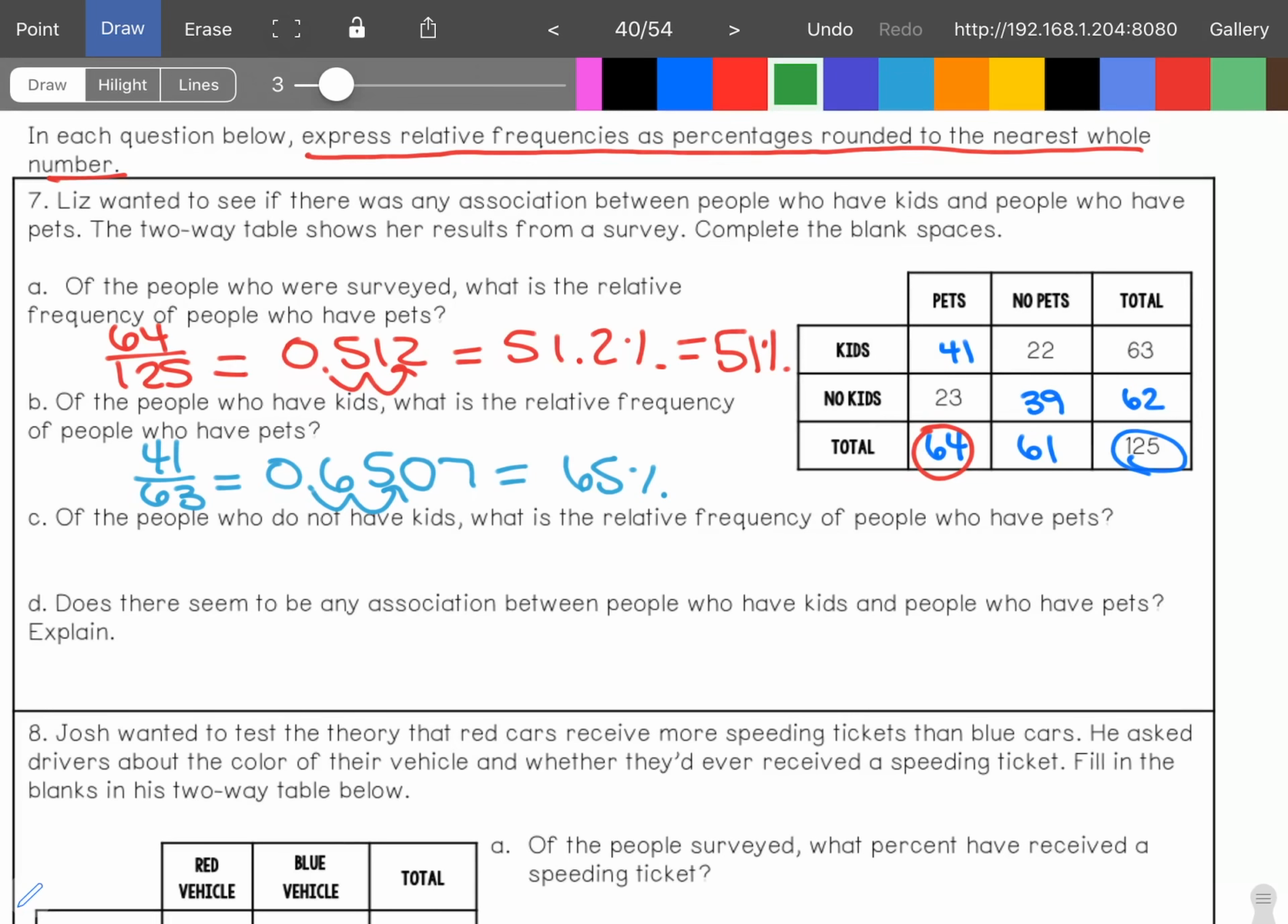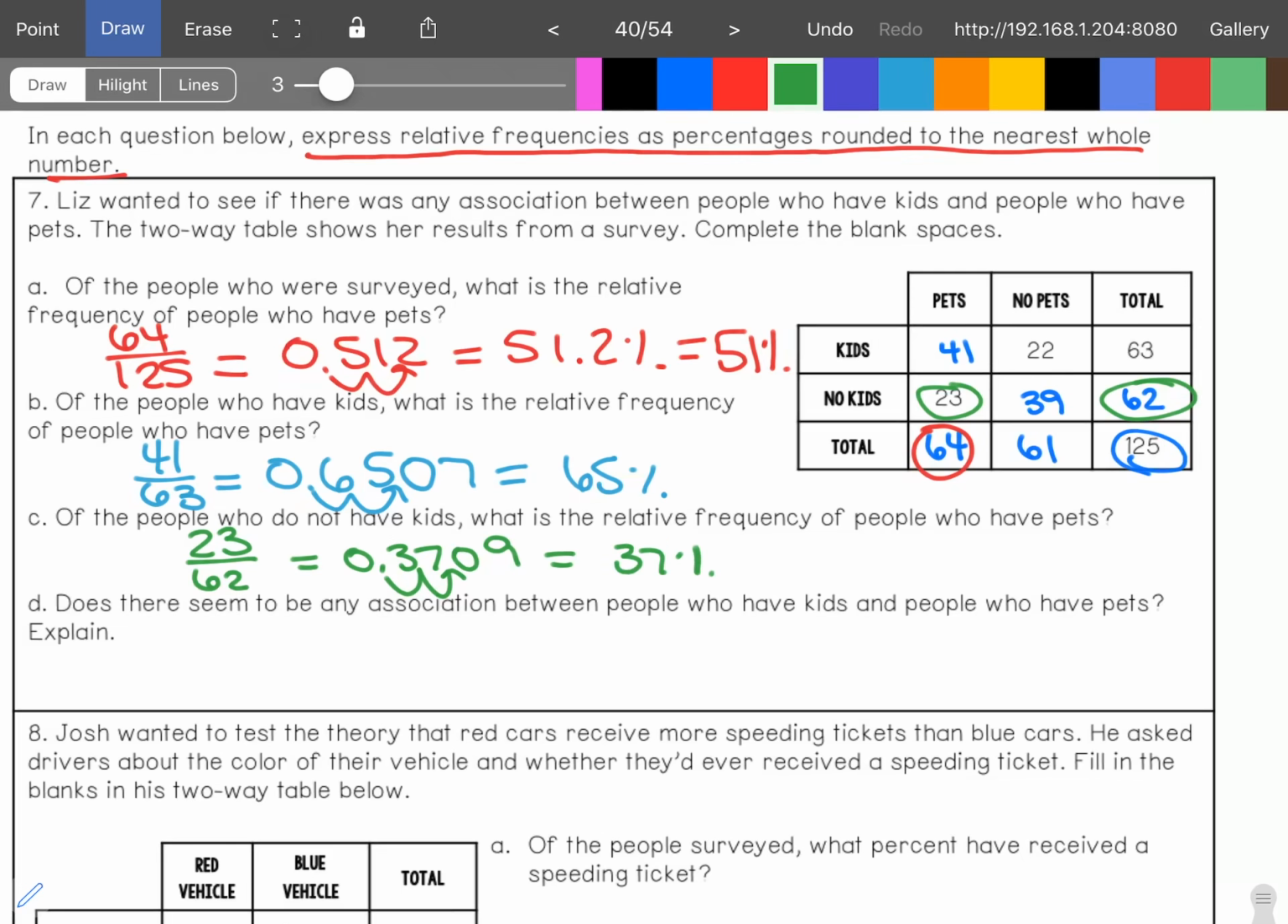All right, of the people who do not have kids, how many people do not have kids? No kids, that's the 62 over here. So that's our denominator. What is the relative frequency of people who have pets? So that's the 23 out of 62. So divide that. 23 divided by 62 comes out to 0.3709. We move the decimal to the right 2 places and we get 37%.